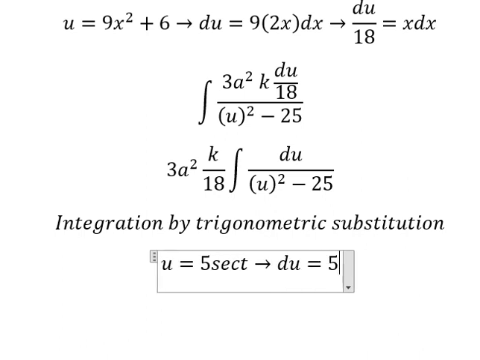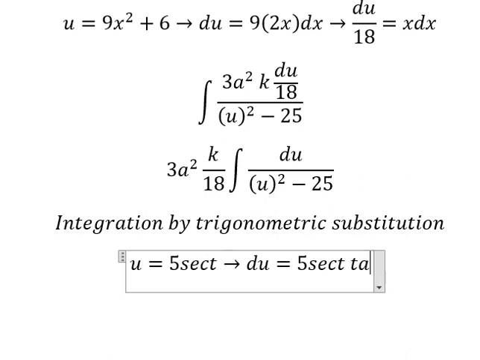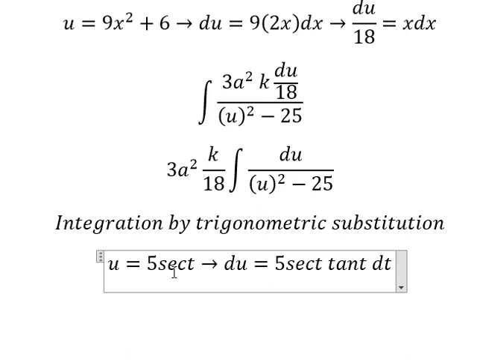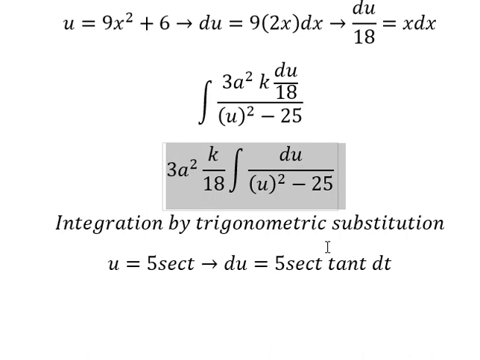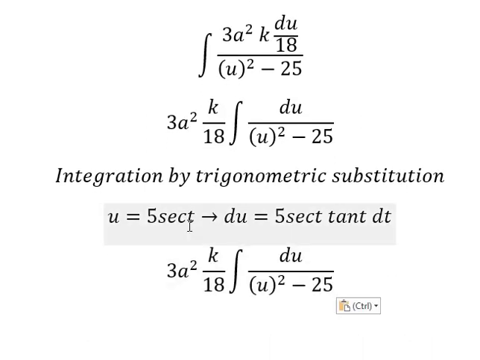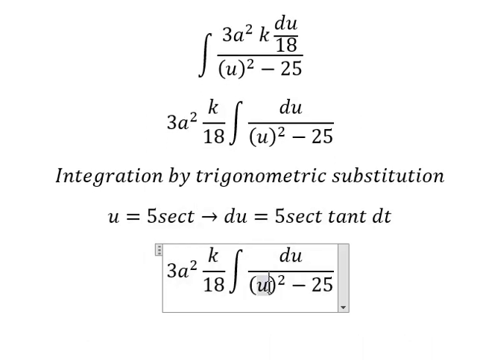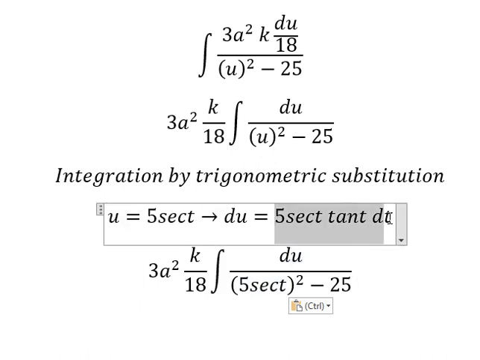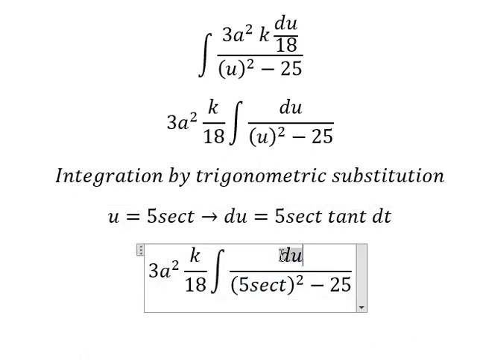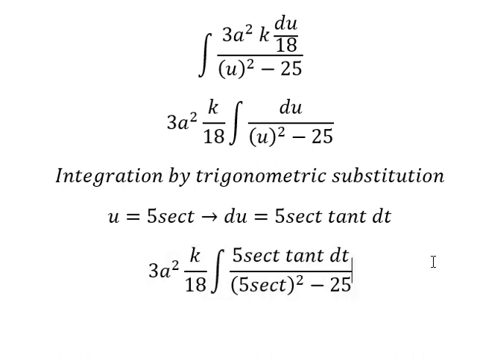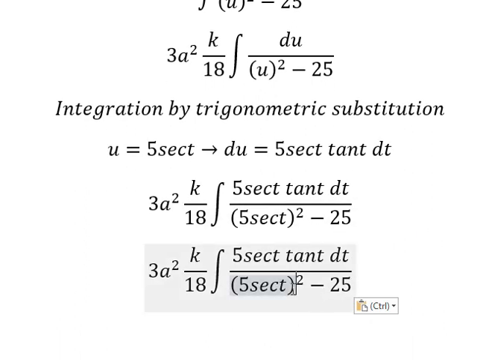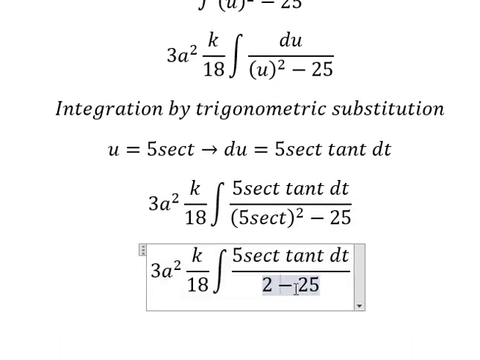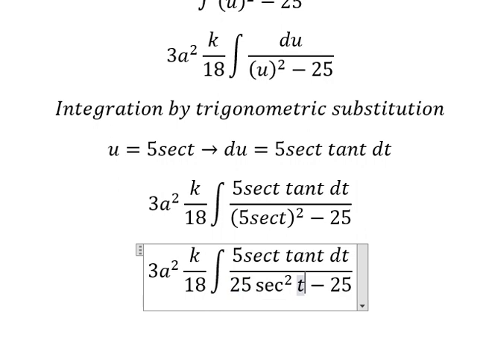Du we have 5 secant of t tan t dt, because if we do first the derivative of this one, you get this one. So I will put this one in here. Du we change by this one. This one is 25 secant of t square.